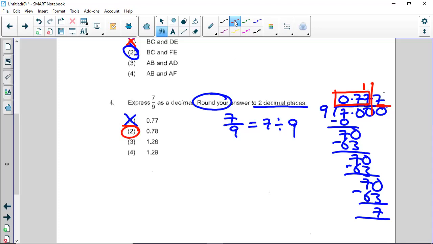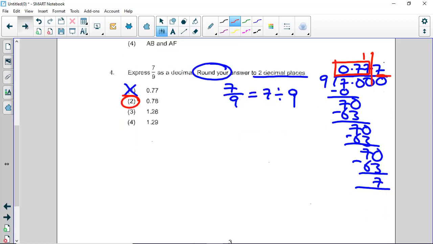So this question is actually very, very common. You will see this quite often in your Paper 1 1-mark questions. Okay, let's go to question number 5.